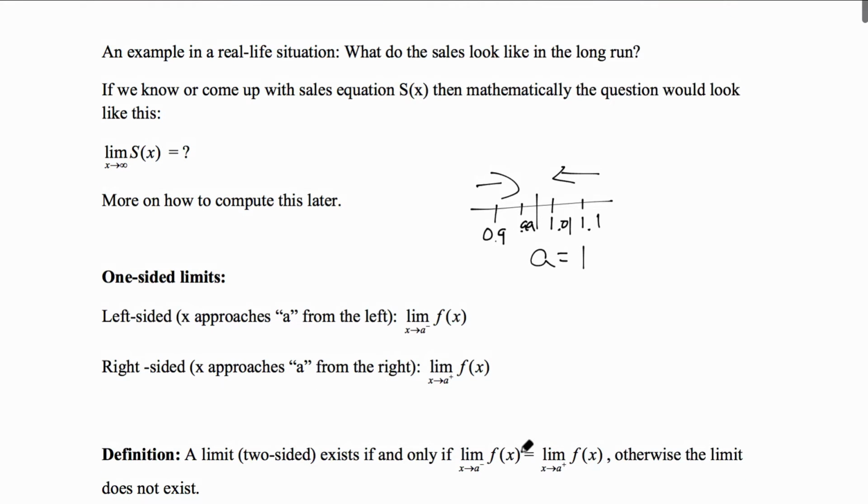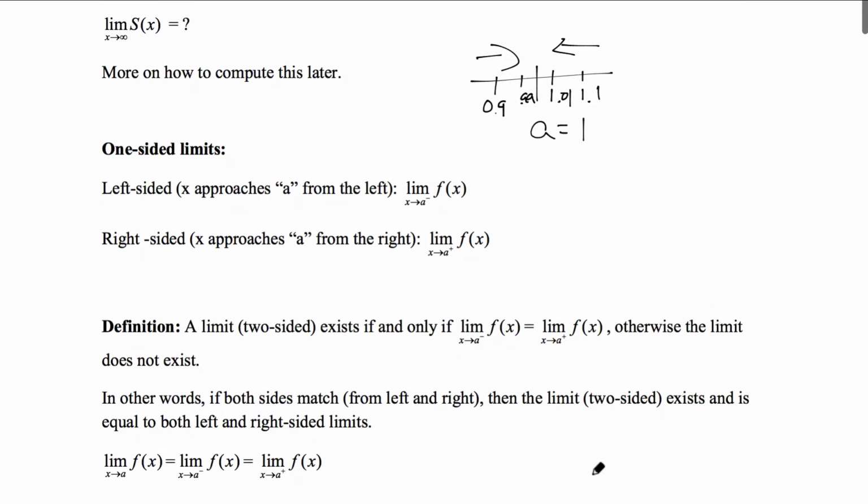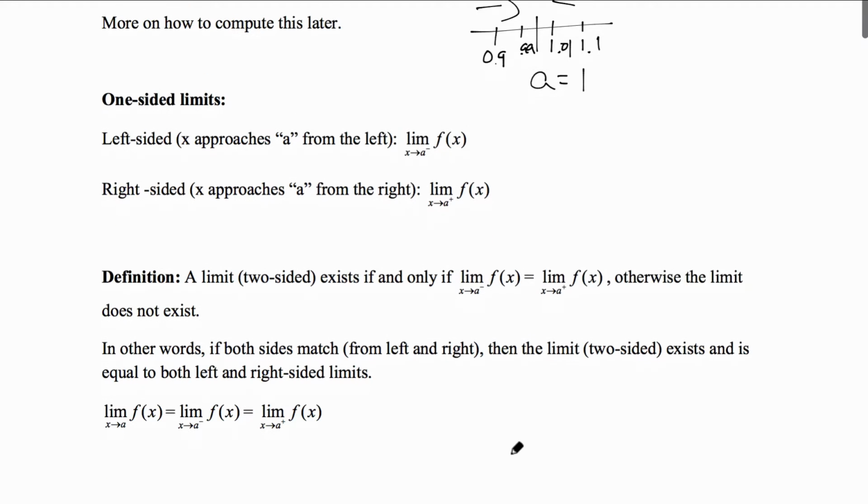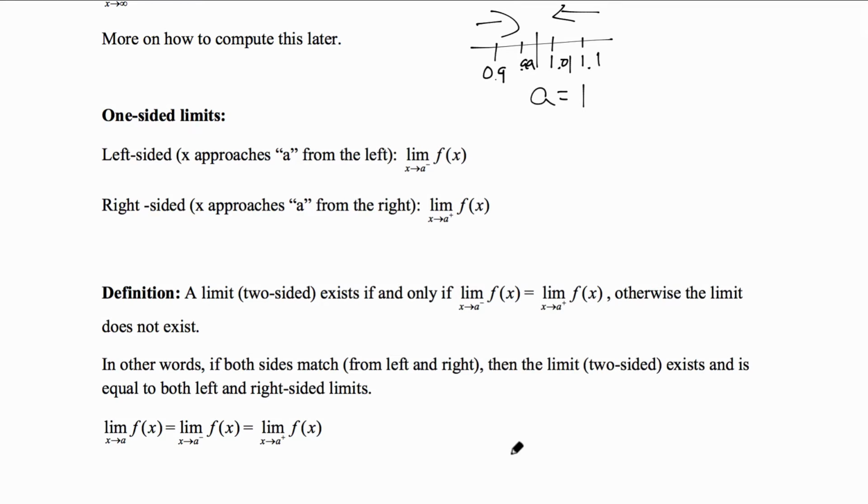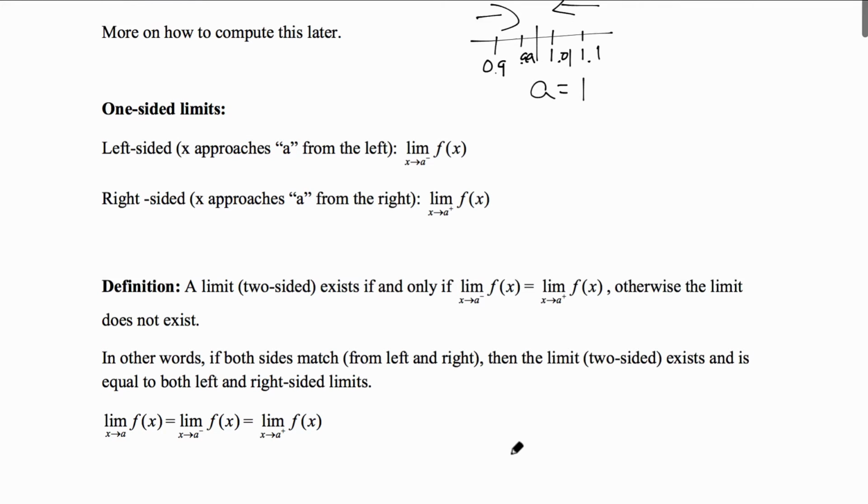So don't let the notation confuse you. The limit, the two-sided limit, if you don't see the little minus or plus, means it's a two-sided limit. By definition, the limit exists and is equal to all three of these if both sides match. If the left approaches the same value as the right, they both match, then you have a limit, and it's the same value as all three of them. And it works both ways, if and only if. If they both match, you have a limit, and vice versa. If you have a limit, both sides would match. If they do not match, likewise, the limit does not exist. So it works in the other direction also.